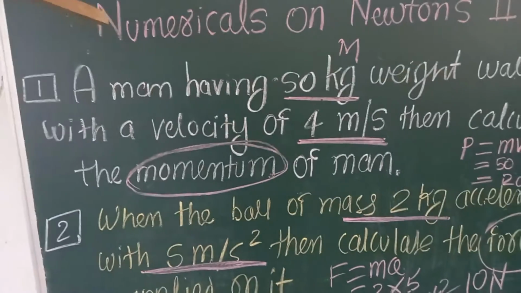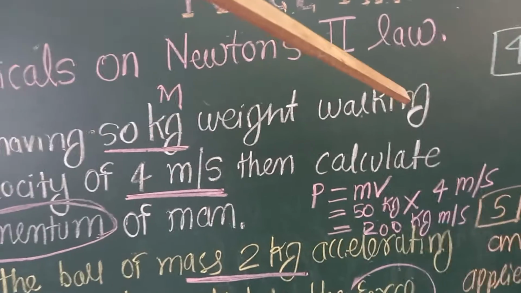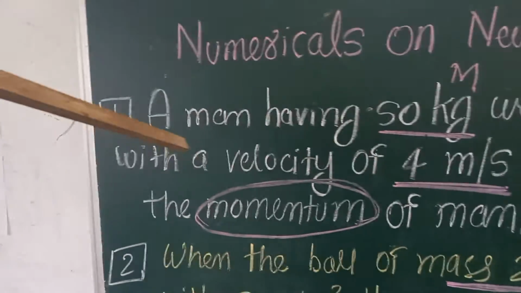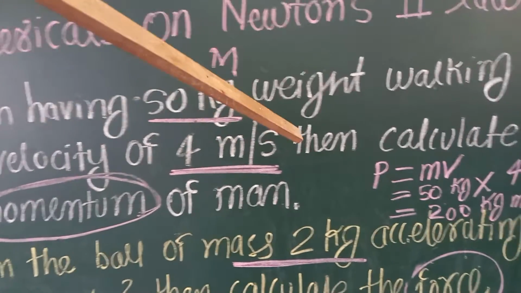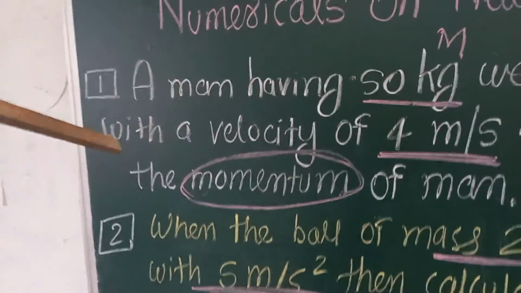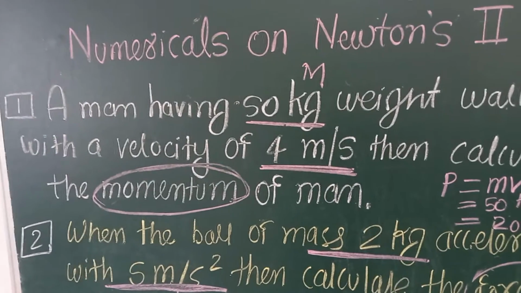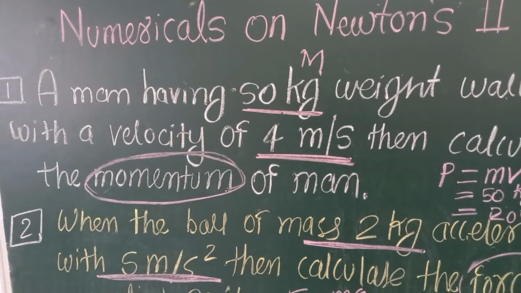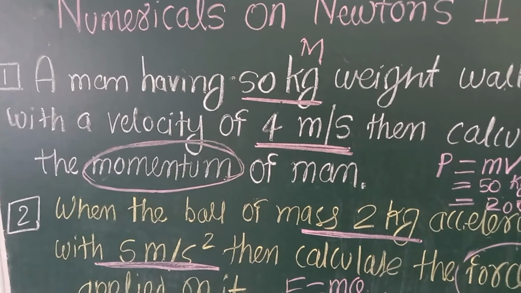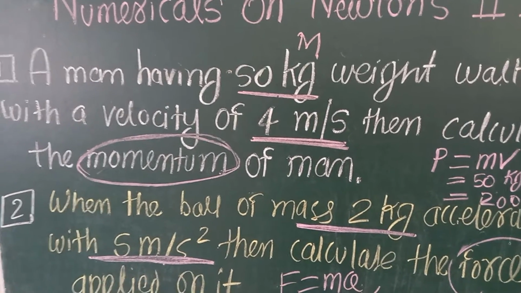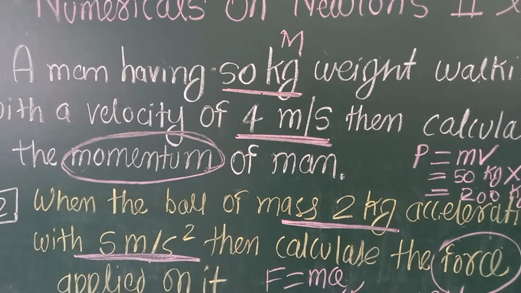The first numerical is: a man having 50 kg weight walking with a velocity of 4 meter per second, then calculate the momentum of the man. While solving the numericals, the most important thing is: what is given in the problem? What is given? How many variables are present in the problem?